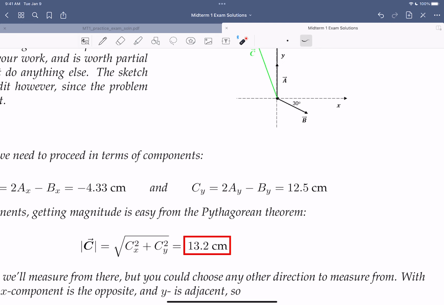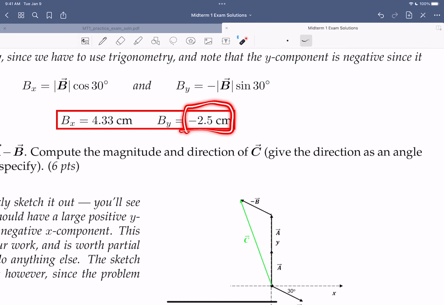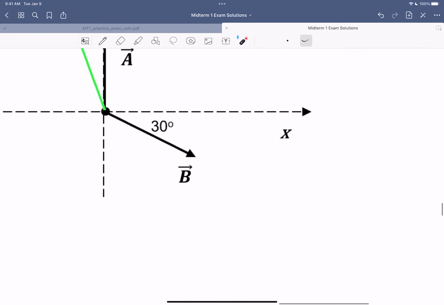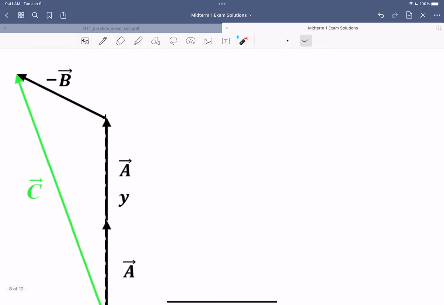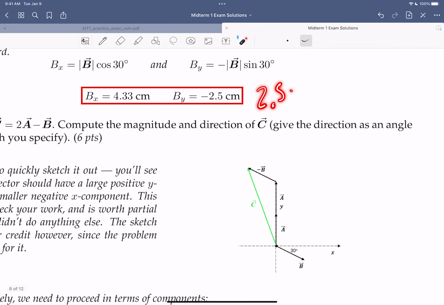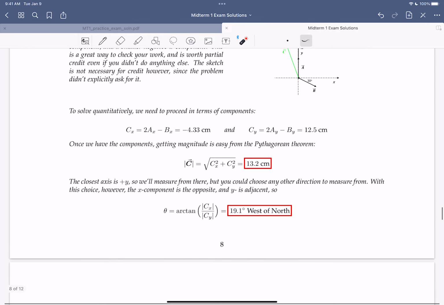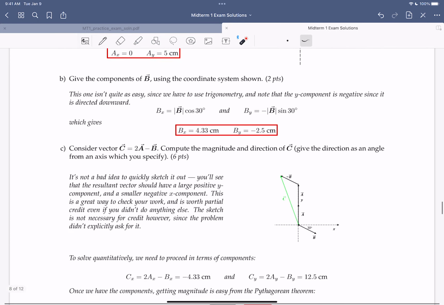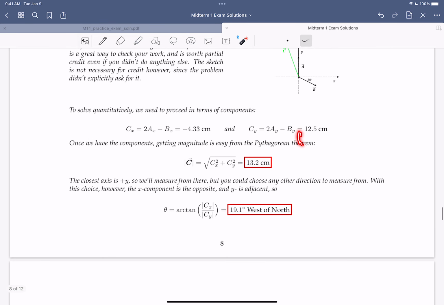Cy should be 2ay minus by, or in other words, it should just be 2a plus your component for by. So for by, you had negative 2.5 centimeters because initially by was in the negative direction. Now you have to flip it. Now it's in the positive y direction, so now it's going to be a positive 2.5 centimeters. So I look at the length of a, double it, and then add positive by to it, the opposite of the original. So 2ay, ay was 5 centimeters, so that's 5 plus 5, that's 10 centimeters, right? And then I add that to positive 2.5, that gives me 12.5 centimeters.